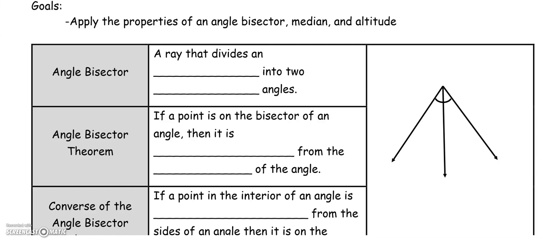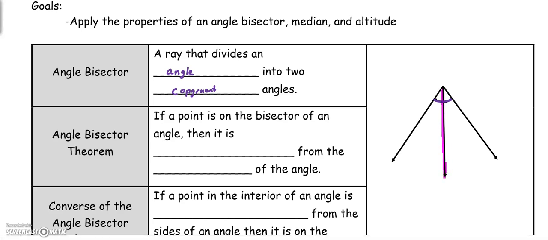This video is about properties of angle bisectors, medians, and altitudes. An angle bisector is something we've seen before. Remember that an angle bisector is a ray that divides an angle into two congruent angles. In this case we have two congruent angles marked here. So the ray that's in between the sides of my angle, down the middle, would be my angle bisector.